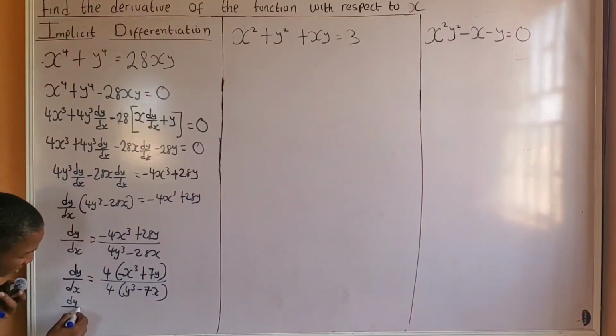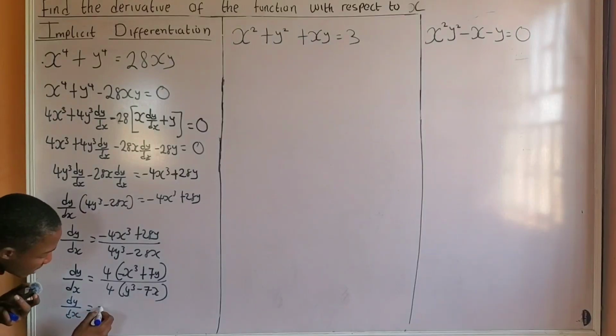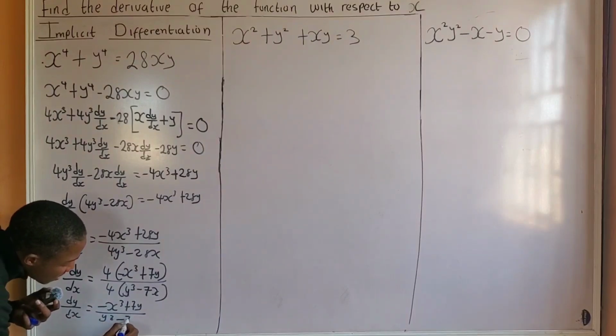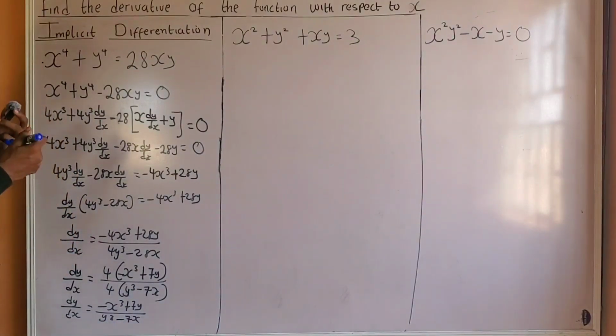So dy over dx will be equals to negative x to the power of 3 plus 7y, all this over y raised to the power of 3 minus 7x, okay. That is the final answer.